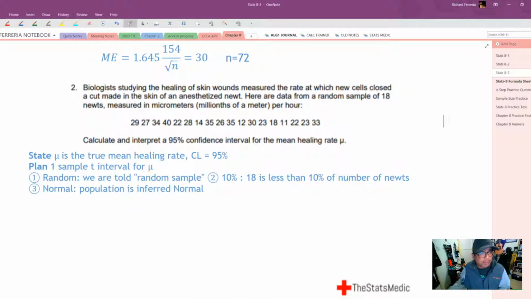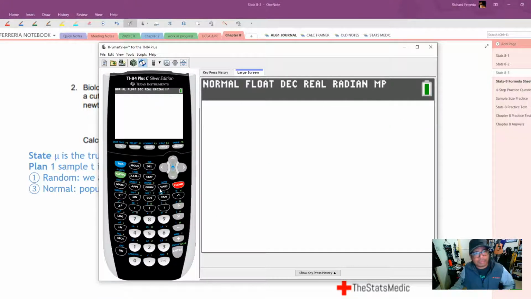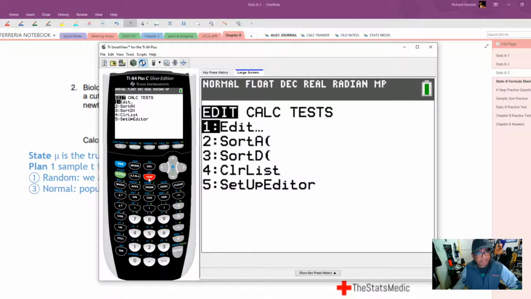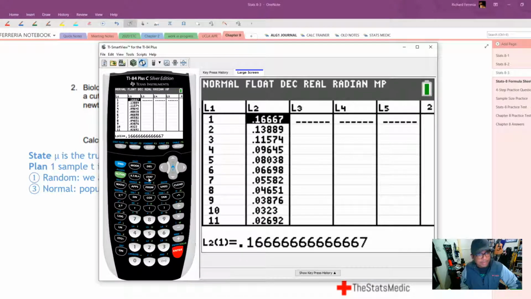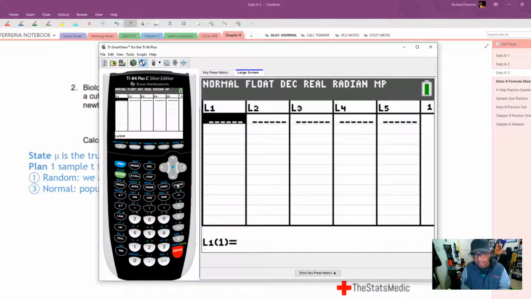And to do this, we're going to use our calculator, and we're going to put all of our measurements into our calculator, all 18 of them, and then we're going to look at the histogram. So get over to your calculator. Start at the home screen, which will clear. Stat, edit, and it looks like I have stuff on my list, so I'm going to clear them. And now I'll start putting in our sample. Let's see, what is our sample? 29, 27, 34.